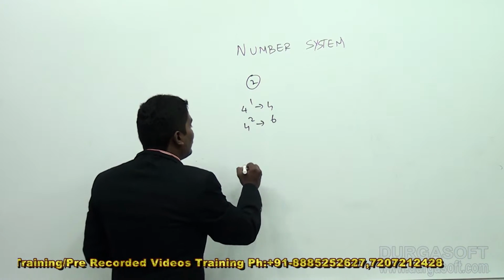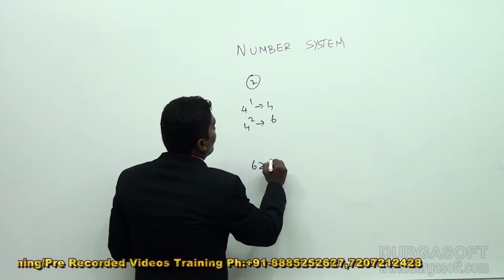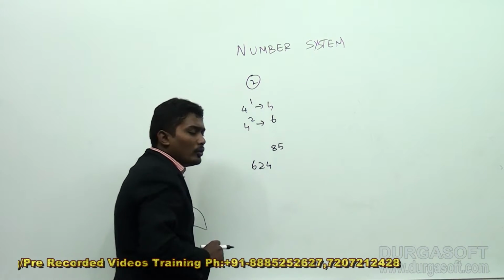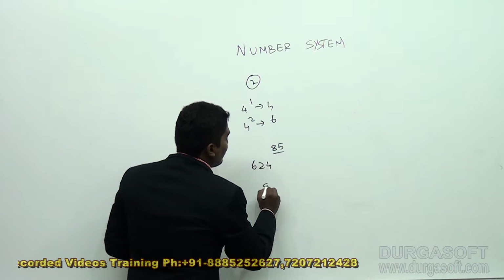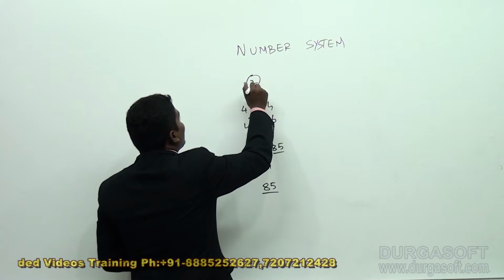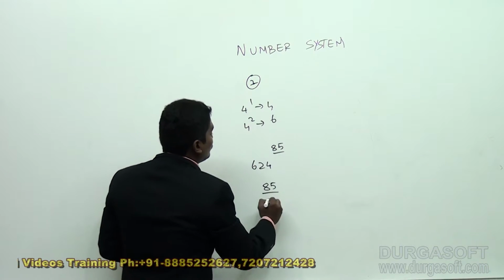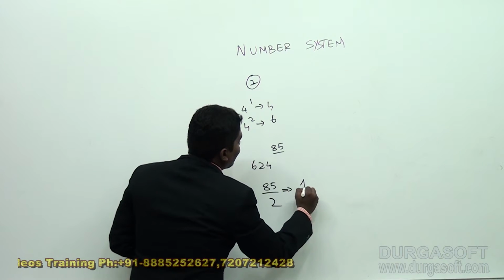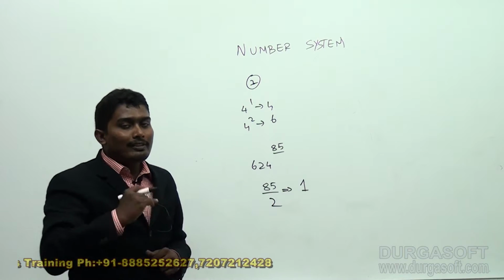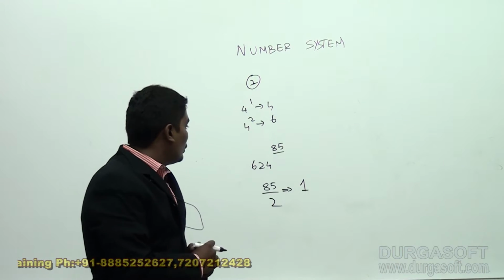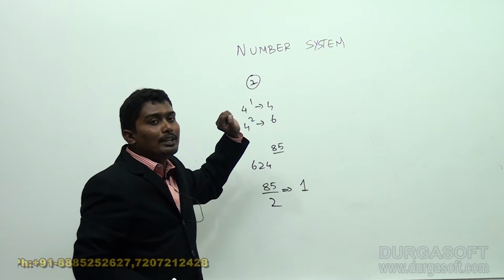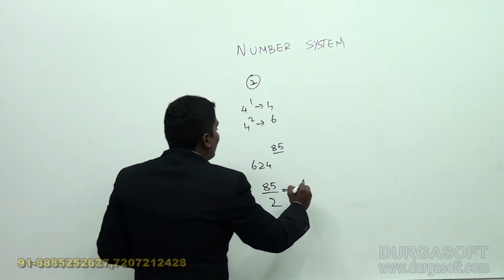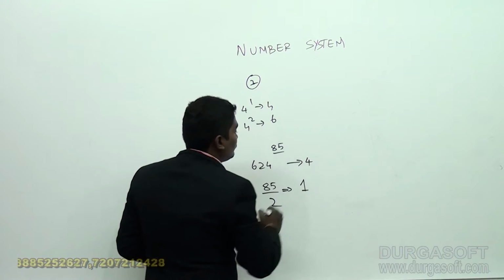Let's take an example. 624 to the power 85. What will be the unit digit here? So I will take the power alone, 85. I will divide it by the power cycle. Here the power cycle is 2. So 85 divided by 2, I will get the remainder as 1. So when I get the remainder 1, I look at this. 4 to the power 1, 4 is the last digit. So I can write the last digit of this number is 4.